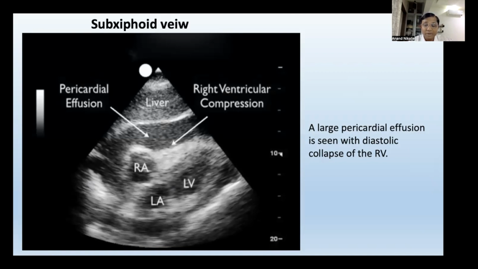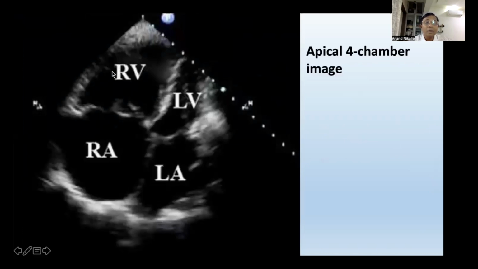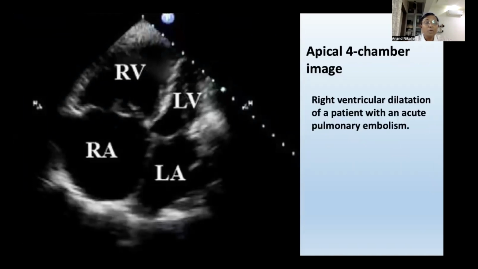So this is an immediate diagnosis which is possible with the 2D echo. This is again a huge RV. It's an apical 4-chamber image. And if you see, this is a case of pulmonary embolism, and immediately you can treat the patient even in the emergency department or in an intensive care unit without further going for CT pulmonary angiography in a critically ill situation. So this is the beauty of this modality, that it can immediately give us a diagnosis and we can treat the patient.